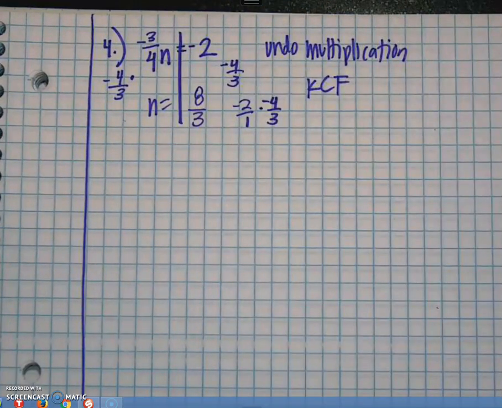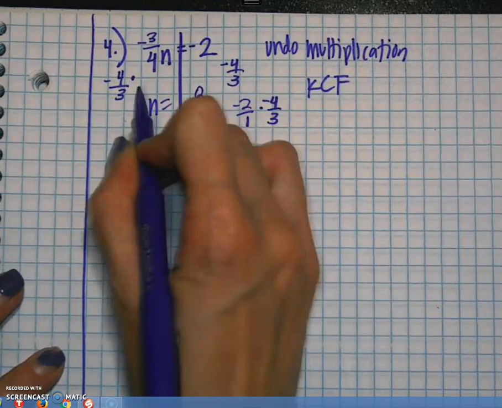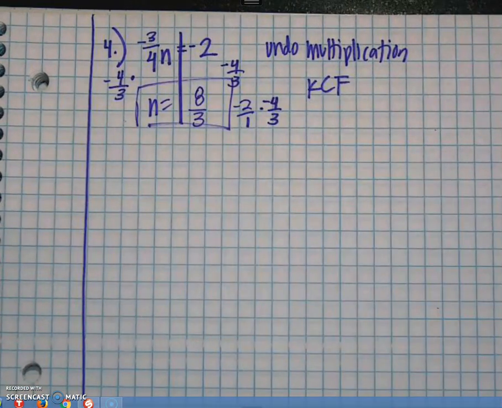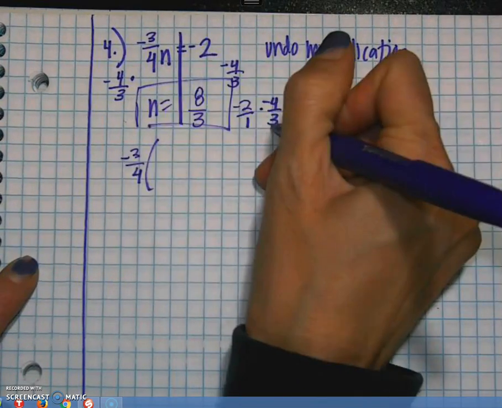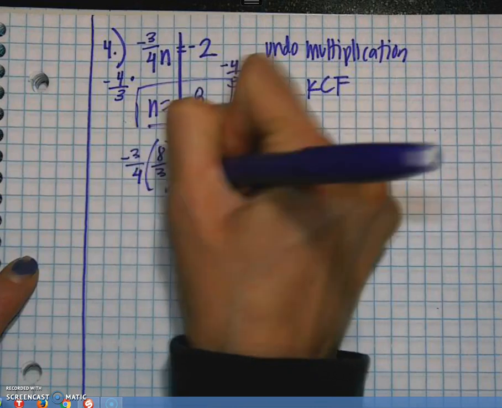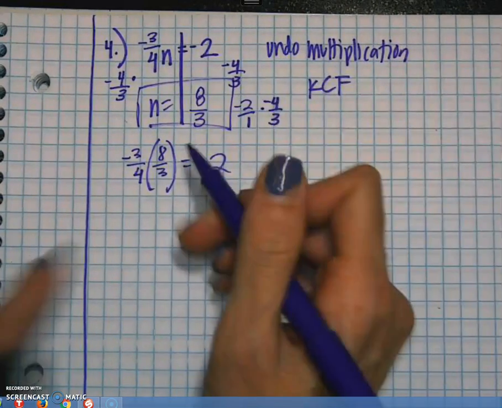Okay? I know you might be thinking that's a really hard number. I don't know if I did it right. Well, how do you know you're right? You check it. Okay? And when you check it, you take negative 3/4 times your answer, and it has to equal negative 2.